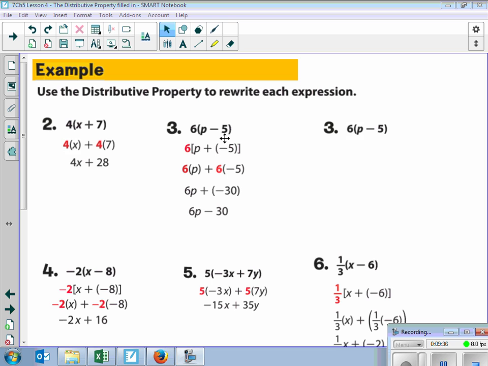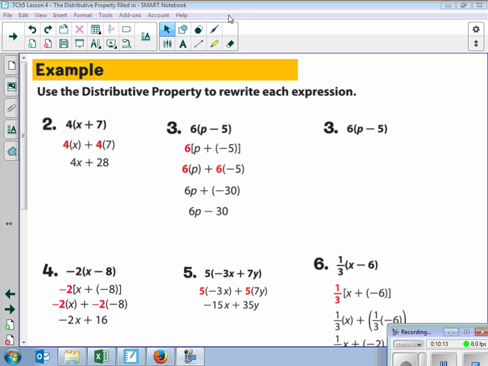Now down here, we've got 6 times the quantity p minus 5. The first thing that they did was they did leave it, change it. Does everybody see that? So they've got 6 times p, which is 6p, and then they have 6 times negative 5, which is negative 30. So here we have 6p plus a negative 30, which rewrites to 6p minus 30.